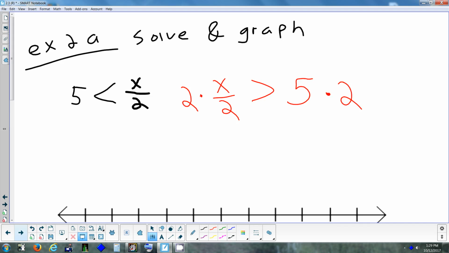X over 2 times 2 is X. X is less than 10? Careful with how you write your sign. X is greater than 10. Again, why did we do this? We want to get the X by itself, but this is going to cancel it out, and then 5 times 2 is 10. Do I need to flip my sign there? I know I had to pancake it at the beginning, but did I have to flip the inequality sign? No. How come? Yeah, we're multiplying by a positive, not a negative.